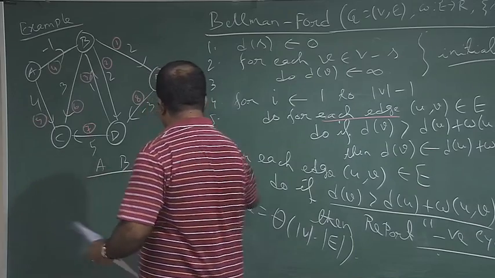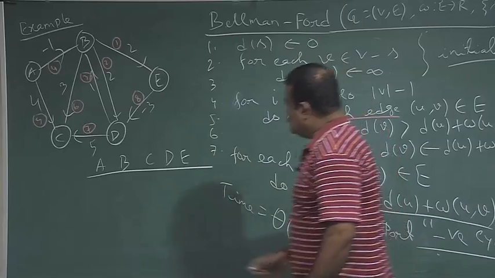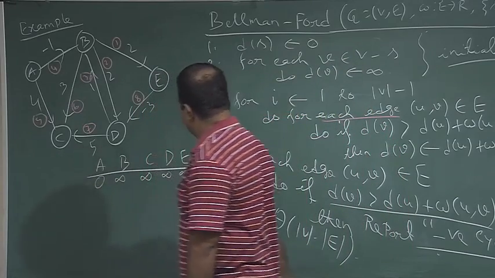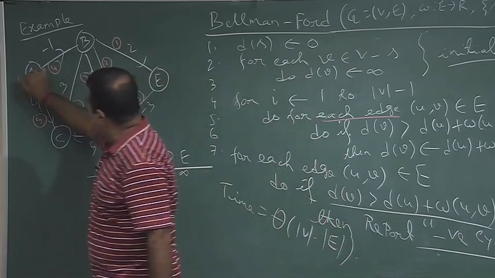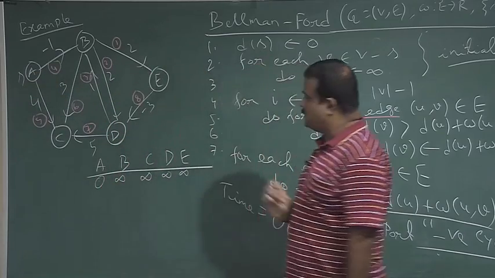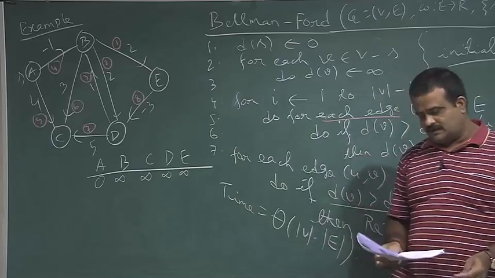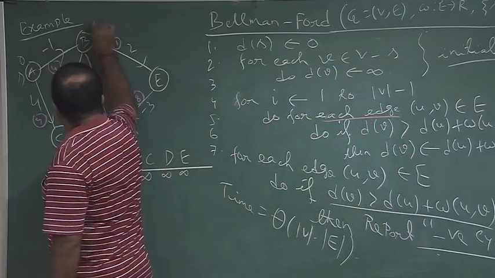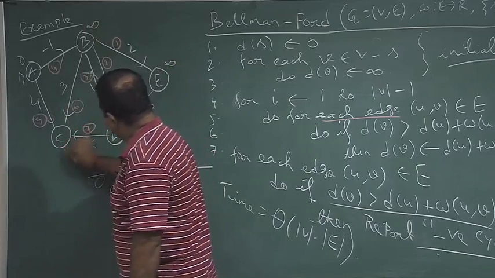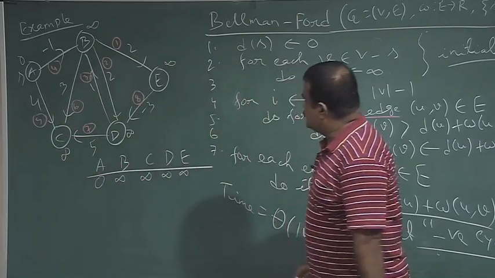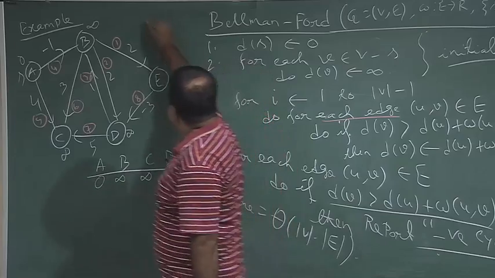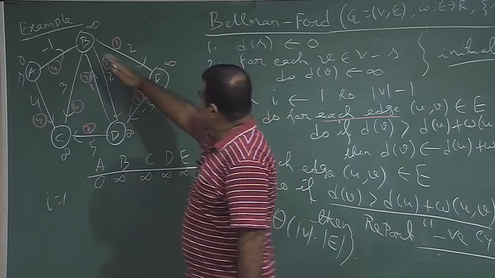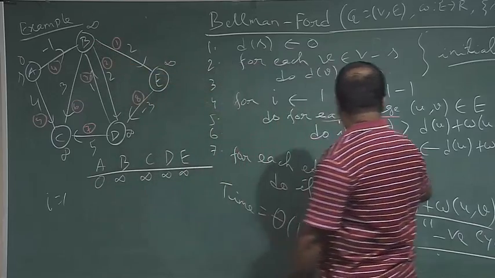So these are the vertices we have, and we have this initialization: all vertices are infinity other than the source vertex. This is the source vertex, which is initialized with 0, all other vertices are infinity. Now we will check. So these are 0, all are infinity. Now, for i equal to 1, we check the edges, we take each edge.